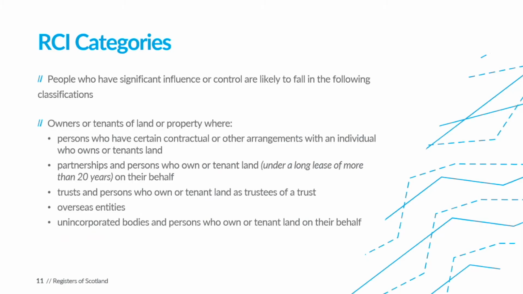To begin, we will look at the capacity in which the recorded person holds the property. That is the classification in which they fall. The classifications include individuals, partnerships, trusts, unincorporated bodies, and overseas entities. We'll go over each of these in more detail in the next few slides, and there are links to each relevant knowledge base page also.